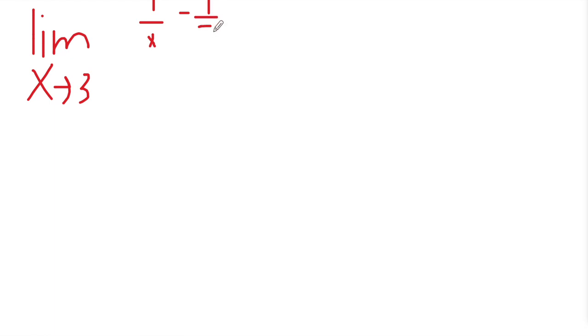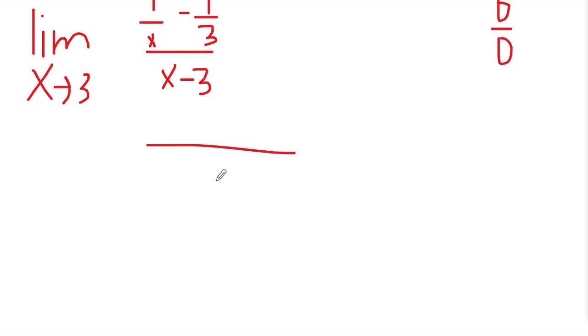Okay, the next one, limit as x goes to 3, 1 over x minus 1 over 3 over x minus 3. And remember, I told you the best way to solve these problems is to always simplify, because that's the straightforward way to do it. And looking at this, you're going to get a 0 over 0 situation. So the best way is to just simplify. So I'm going to make a common denominator and solve.